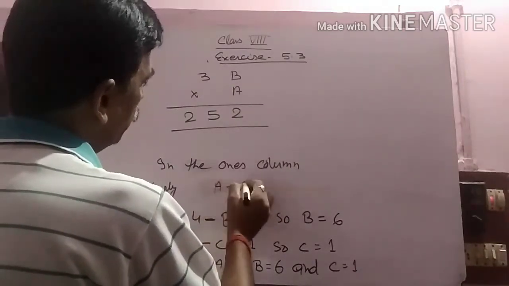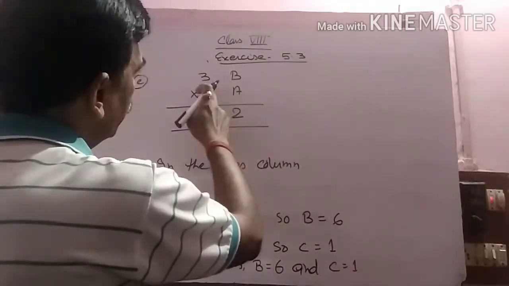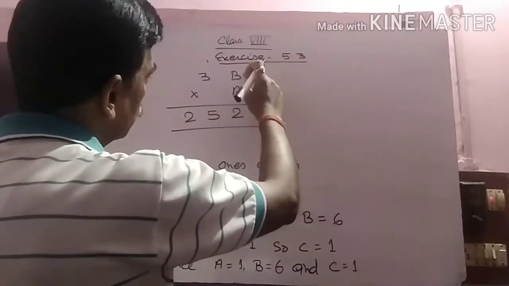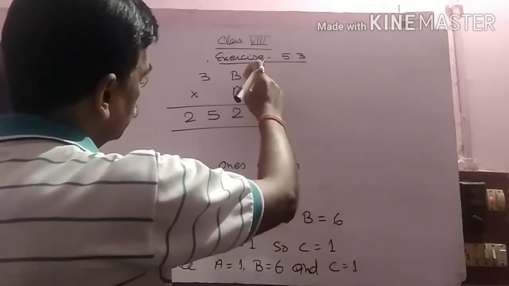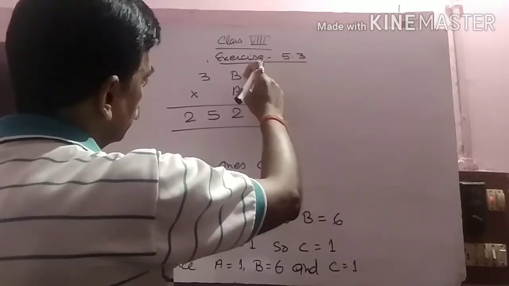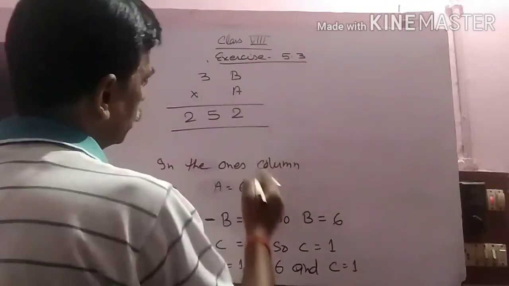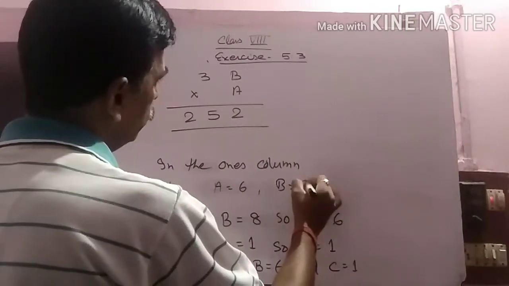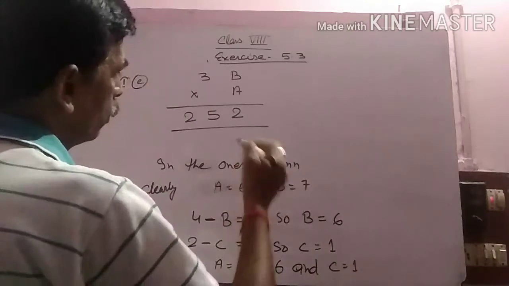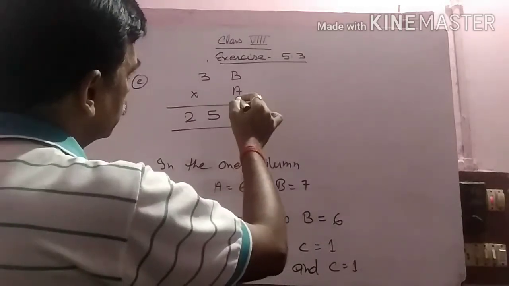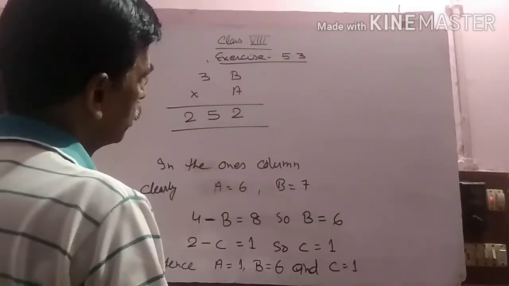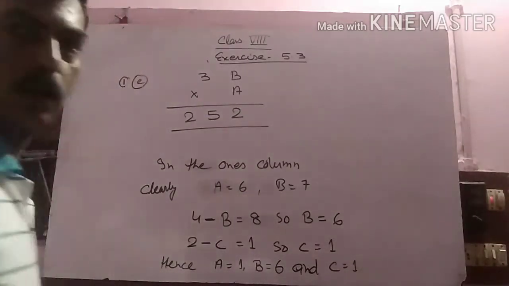So A becomes 6, then 6 times 3 is 18, and B is equal to 7, 42, carried 4, and 18, no.